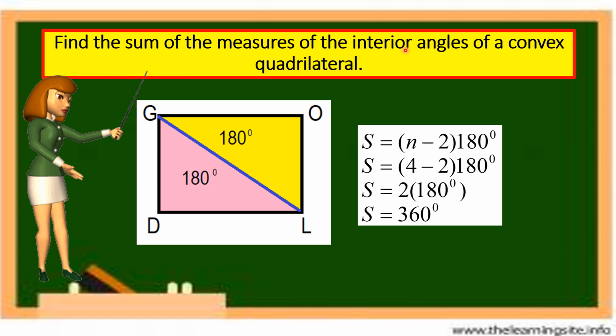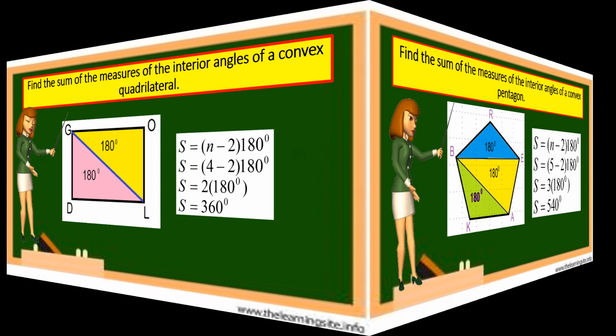We need to find the sum of the measures of the interior angles of the convex quadrilateral. This is a quadrilateral. We have 2 triangles. One is 180, the other one is 180. So we have 360 degrees. But we will be using the formula. The formula is S equals n minus 2 times 180. What is n? N is 4. 4 minus 2 is 2. 2 times 180 is 360 degrees.